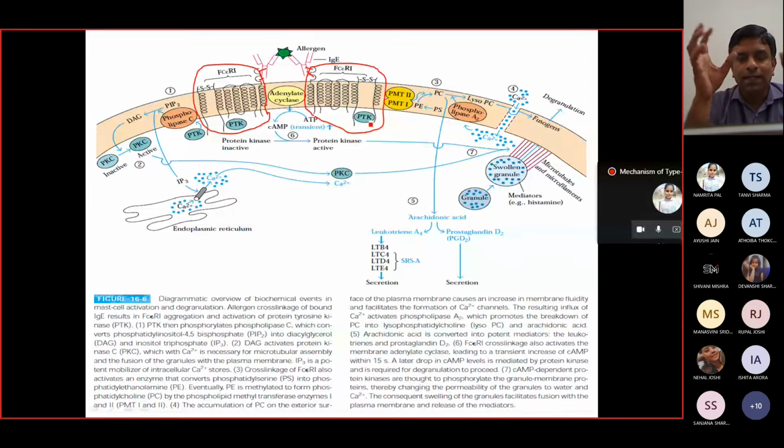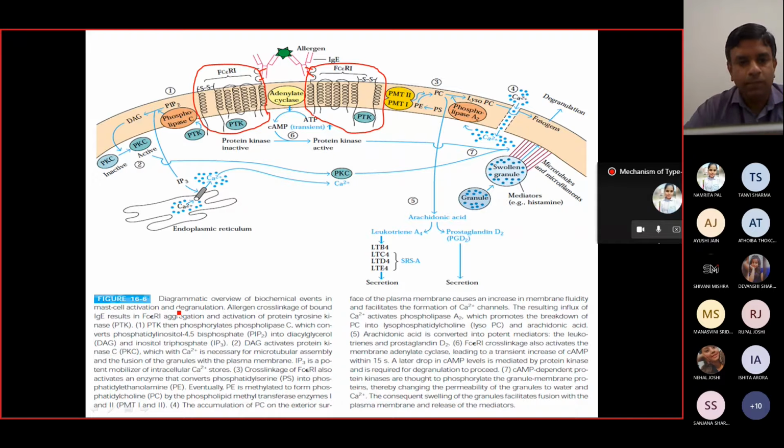Just imagine, we are saying that a cell received a signal, right? Now something from outside has triggered a pathway. The allergen came, the allergen bound, and a signal has started, right? And through different molecules it will give the signal to the granules that now it's time to release the granular content.